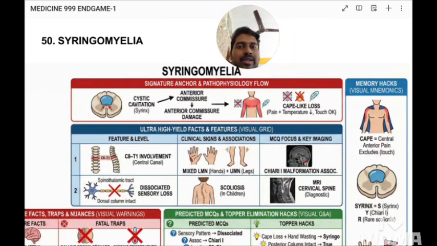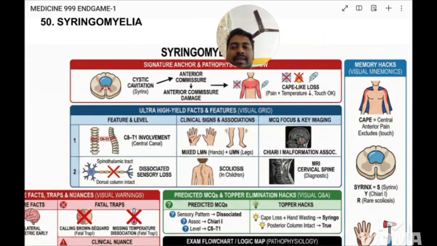So because of this, we saw 2 slides before that there will be cape-like loss. Cape means along this area, okay, along the shoulder and upper limb area, there will be cape-like loss of pain and temperature. Okay, touch is normal, but pain and temperature is affected because the anterior spinothalamic tract, which actually carries fibers of pain and temperature, passes along this commissure. Okay, so most commonly it involves the central canal in the C8 to T1 area, and that's why we'll have mixed LMN and UMN signs.